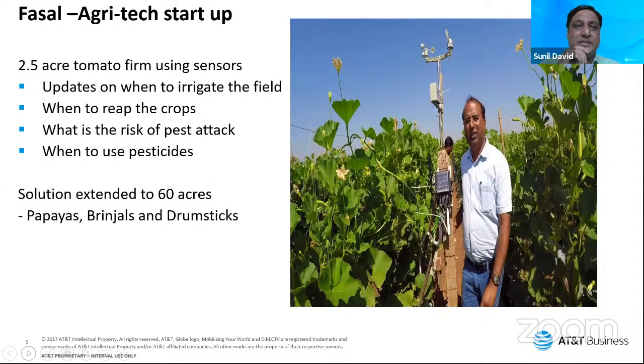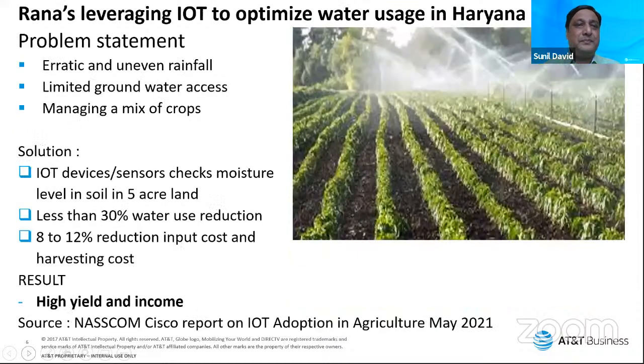And the success of this actually extended to more than 60 acres. So the same farmer is now able to extend it to other vegetables as well. This was again a case study that was featured in the NASSCOM report. The farmer's name is Rana. He's based in Haryana. And the problem statement was that it was a region where the rainfall was erratic, with very limited groundwater access, and he was managing a mix of crops. He used IoT devices to check the moisture level in the soil.